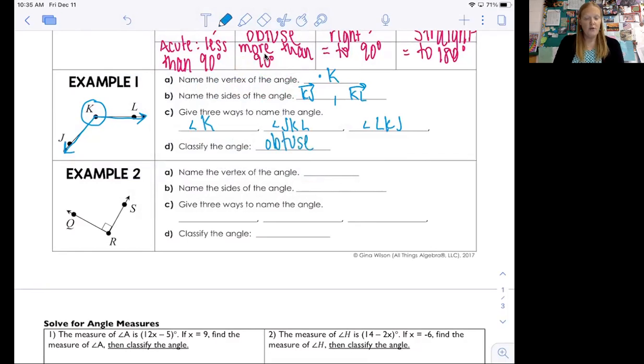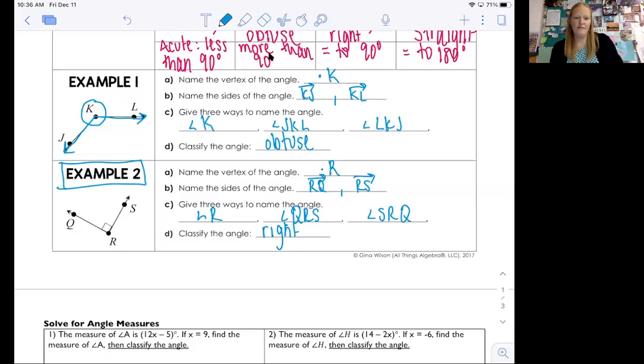Okay. So I'd like you to take a minute and you're going to do example number 2 as an on your own. So hit pause, fill in the blanks, and come back and see how you did. All right, so here's what we got. The vertex was R. The sides were RQ with an arrow and RS with an arrow. So they have to have the arrow pointing to the right and they have to be in that order. The 3 ways to name it are angle R, angle QRS, or angle SRQ, and this is a right angle.